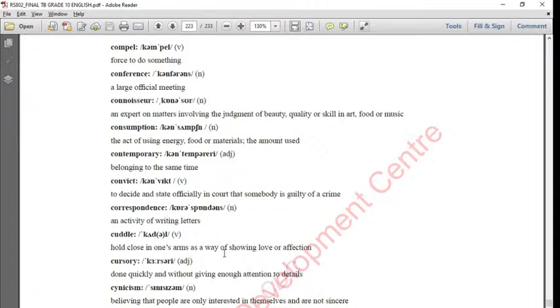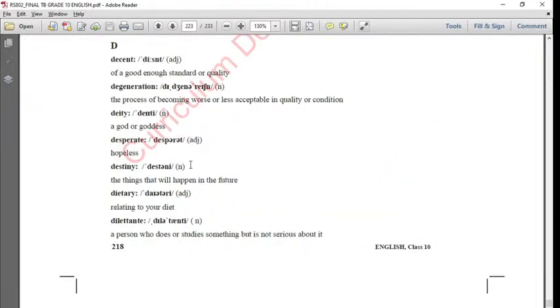Decent, a good, okay. Degeneration, deity, god or goddesses. Desperate, hopeless. Destiny, dietary, related to your diet. Dilettante. Dilettante, a person who does study something but is not serious about it. Okay, disappear, discreditable, bad and unacceptable, causing people to lose respect. Diversity, dominant, double, drastically, drizzle, dysfunction.